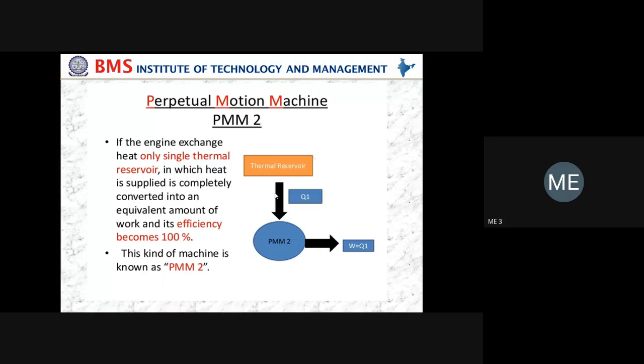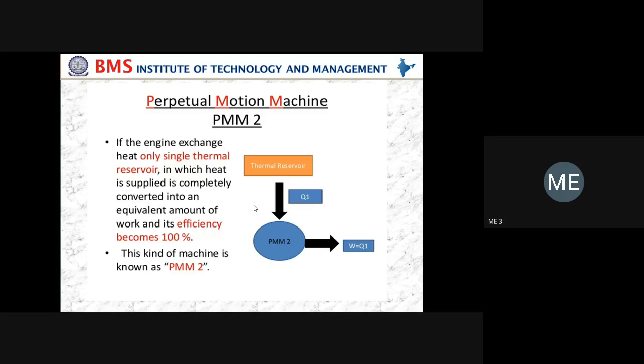Hence there is no sink at all. It violates which law? It violates the Kelvin Planck statement. Hence such a machine is not possible in nature, so it is an imaginary machine. PMM is not possible because it gives 100% efficiency. There is no sink at all.